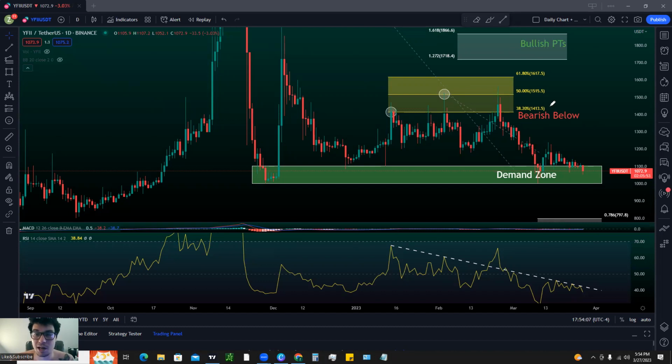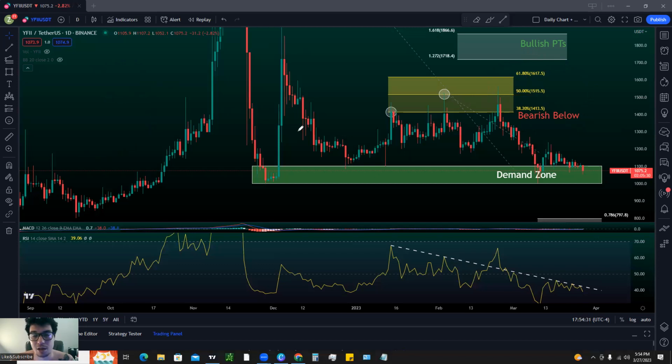So the reason that I said we were going to be bearish below 1413 in my last video was because of these three levels right here, the 61.8%, 50%, and the 38.2% levels. These are the three most common and well-respected Fibonacci retracement levels. And so you use these to identify trend continuation versus trend reversals.